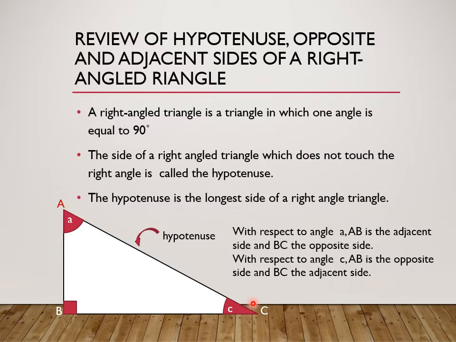Then opposite and adjacent are with respect to the other angles which are not right angles. So with respect to A, AB is next to A, and AB is the adjacent side to A. And with respect to A, BC is the opposite side. Then with respect to C, BC is the adjacent side because BC is next to C, and AB is the opposite side to C.